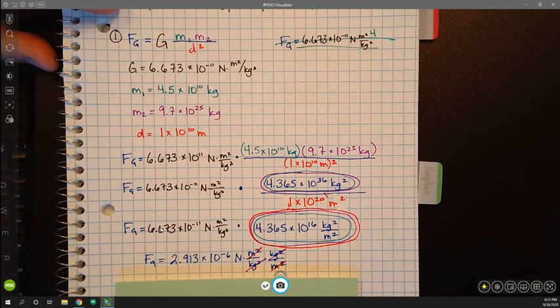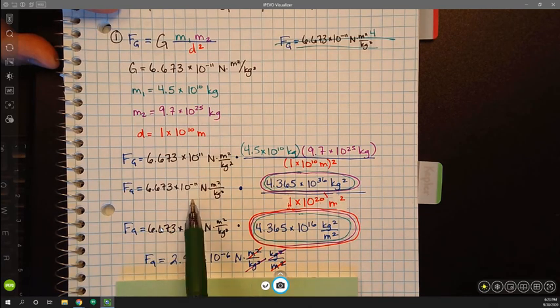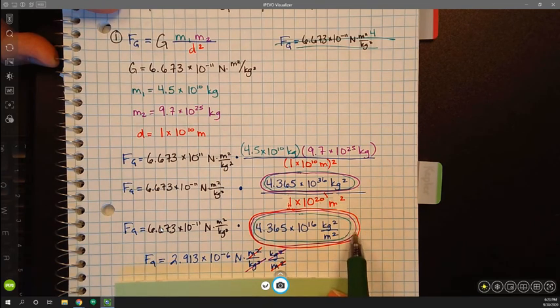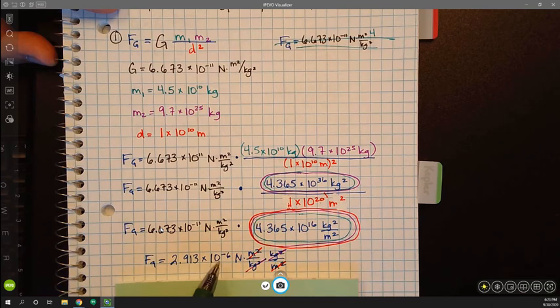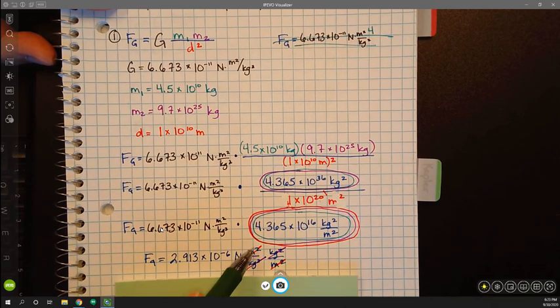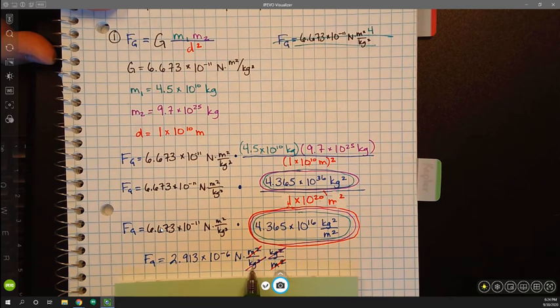Now, I'm going to multiply this constant that we've just been writing over and over again times this value. That is the combination of our two masses divided by our distance squared. And when I multiply this out, I get 2.913 times 10 to the negative sixth newtons times meter squared per kilogram squared times kilogram squared per meter squared. Well, that's super handy for us because if there's a meter squared on top and a meter squared on the bottom, we can cancel those out. There's a kilogram squared on top and a kilogram squared on the bottom, we can cancel those out. And we're left with a newton.